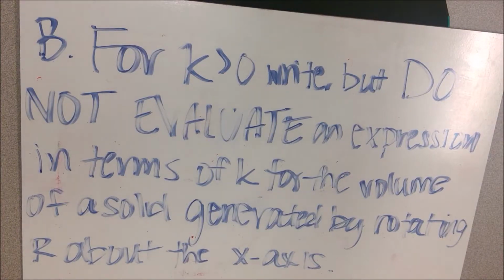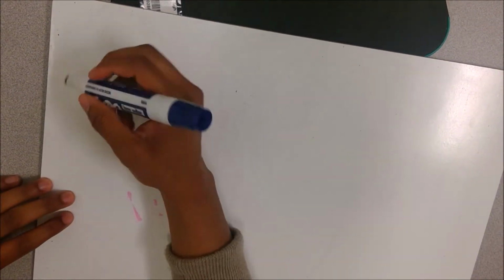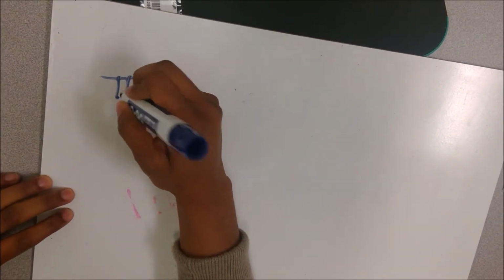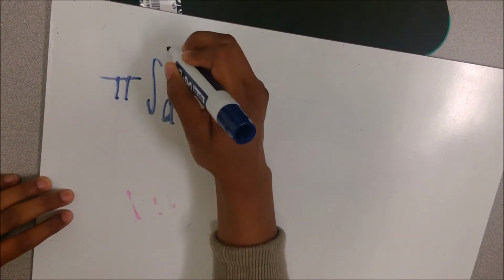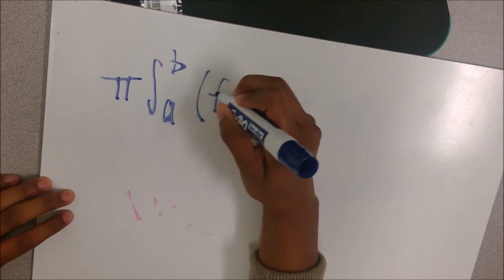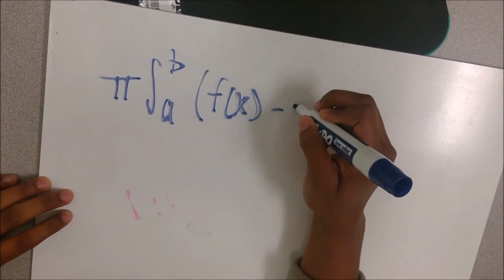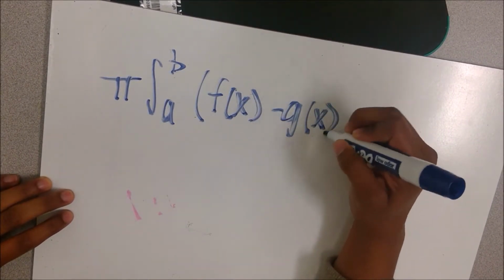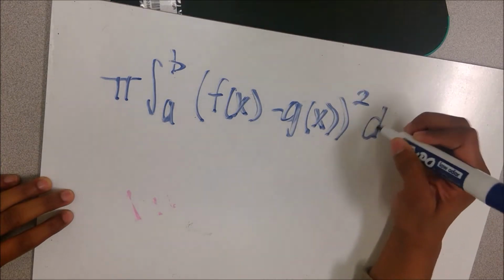Part B says for k greater than 0, write but do not evaluate an expression in terms of k for the volume of the solid generated by rotating R about the x-axis. So the formula for the volume of a solid is pi times the integral from a to b of f of x, which is the top curve, minus g of x, which is the bottom curve, squared dx.